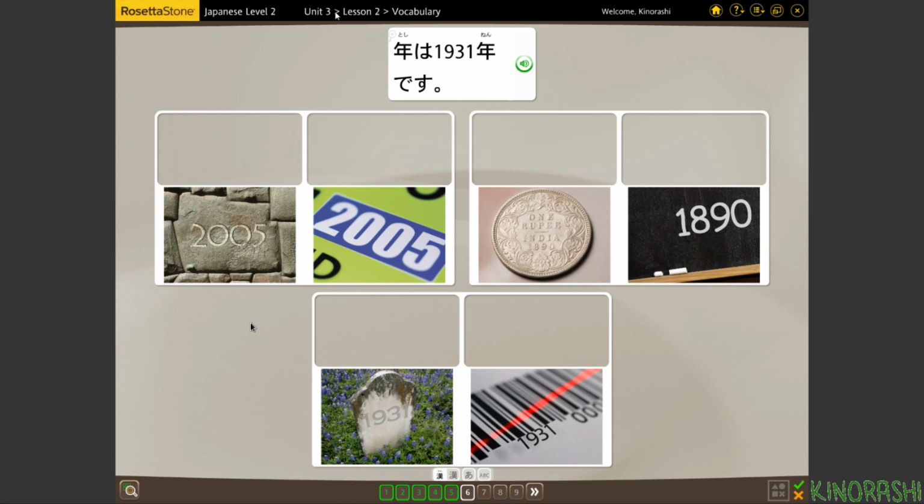1931 nen desu. The year is 1931. I think this "toshi" is how you basically say the year, and just "nen" is the unit of measurement. I guess you have to have a unit of measurement symbol at the end of every number if you're doing it, regardless of whether the thing in the front kind of tells you it's the year.